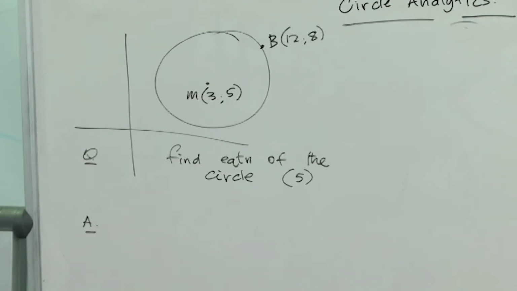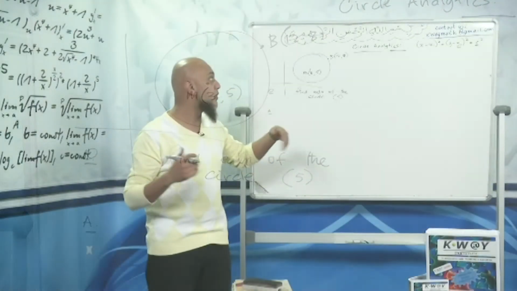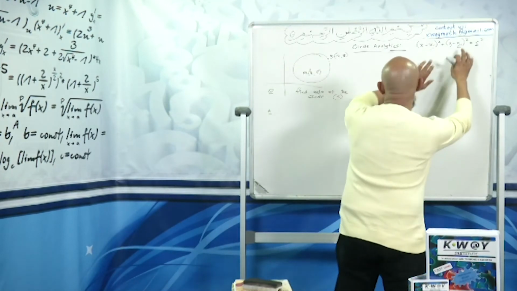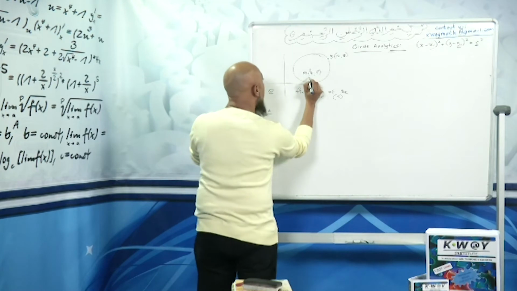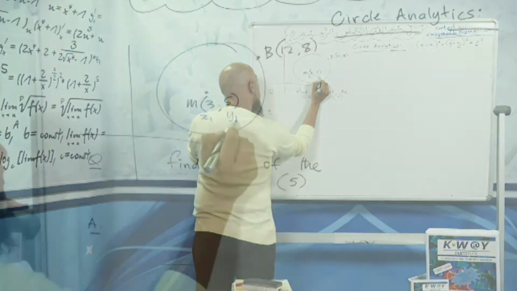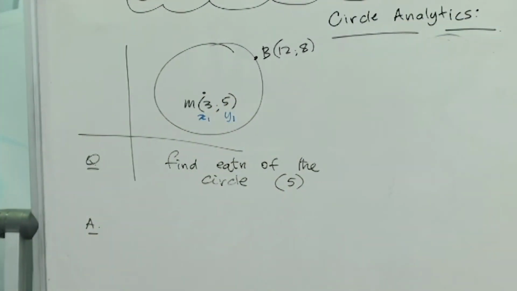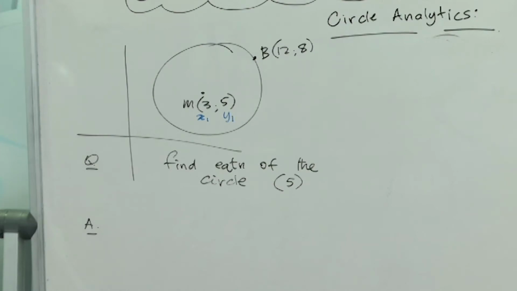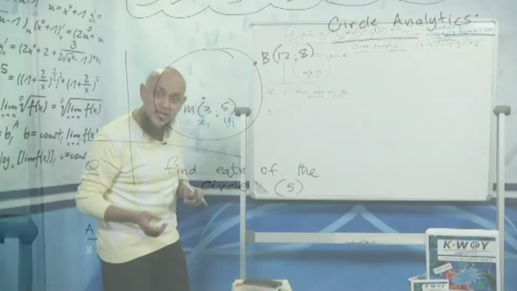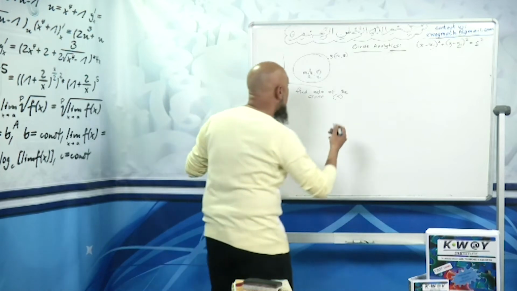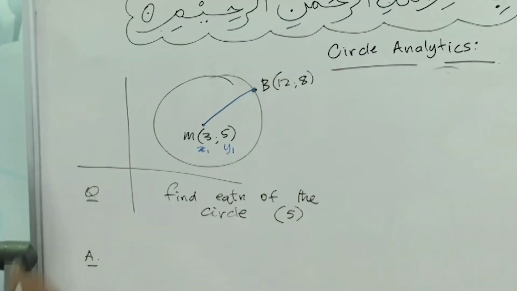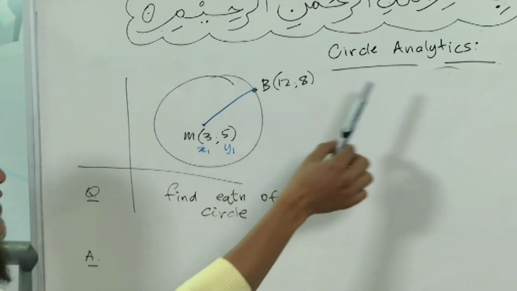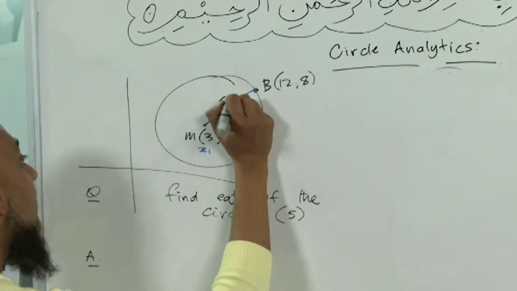Right. In order for us to find the equation of the circle, we need x1, y1. Do I have x1, y1? Yes, I do. Do I have r? Do I have my radius? No, I don't. Can I find my radius? Yes, I can. And how am I going to do that? Join the 2 dots. You join the 2 dots, and that's a straight line. And obviously, this here will be your radius.